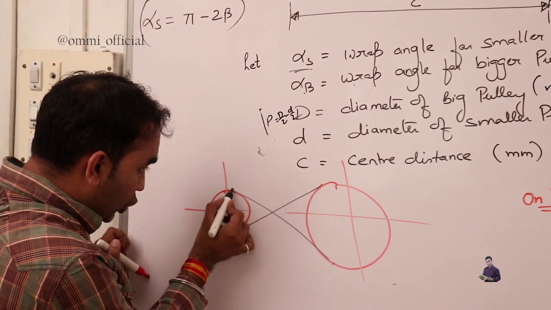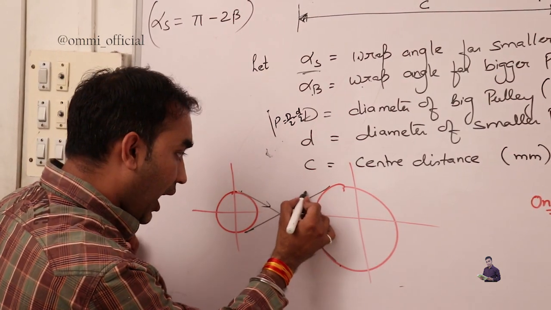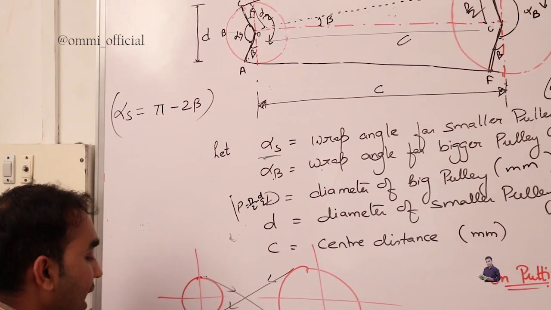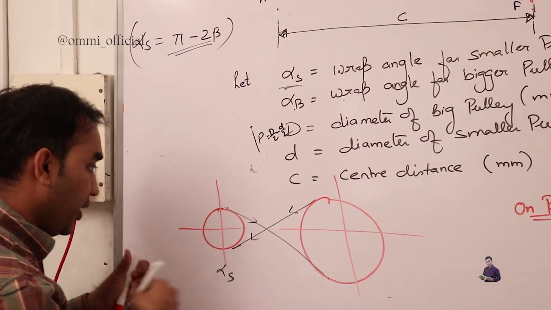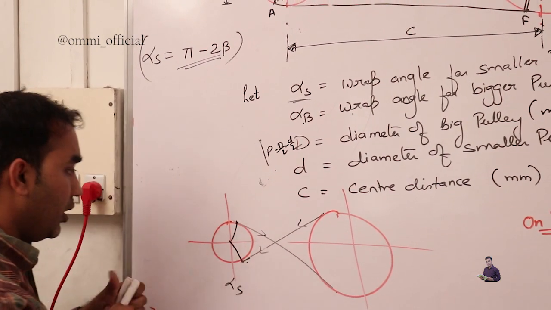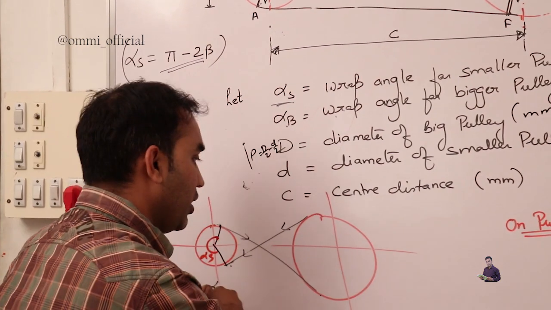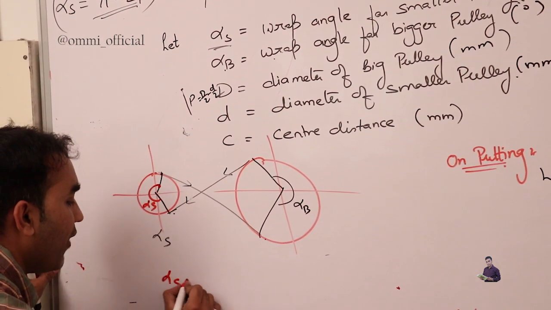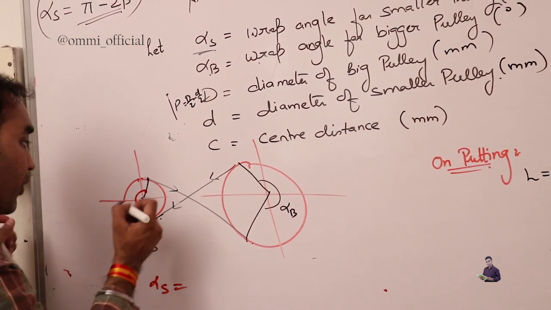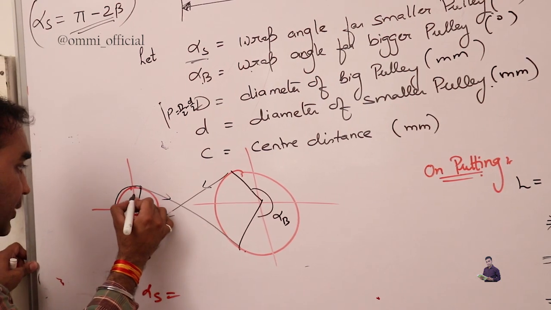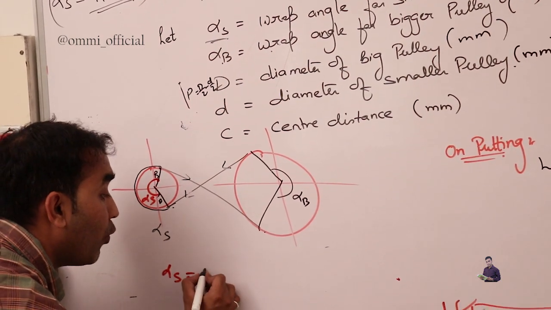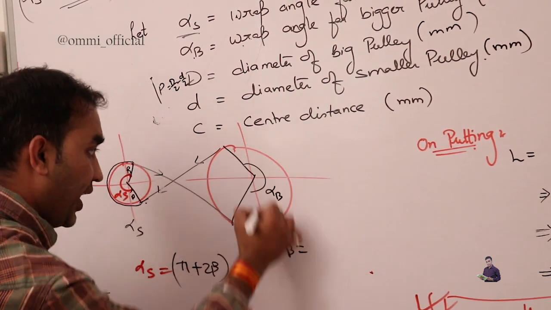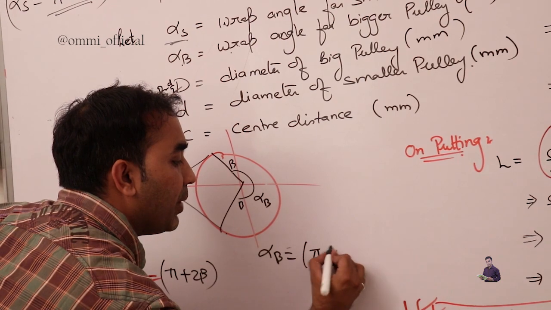See the difference. The top of the belt is going to the bottom of the pulley, and then the top of the belt is coming to the bottom of the pulley. In this case, the alpha s was pi minus 2 beta, but here it is going to leave somewhere here. So this is your alpha s and this is your alpha b. So what about the alpha s? This is your 180, the whole contact area. This is your 180 plus beta and beta. So it will become pi plus 2 beta, and here alpha b is again 180 plus beta and beta, pi plus 2 beta.